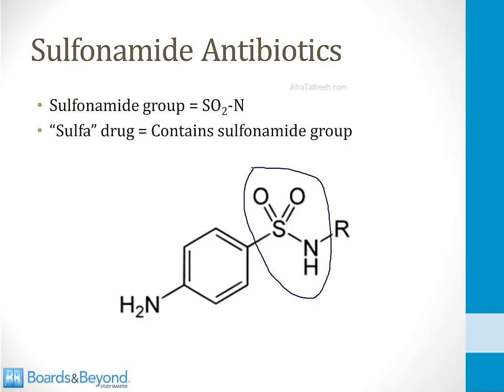And we often say that a certain type of drug is a sulfa drug, and when we say this, we mean it contains a sulfonamide group like this one I've circled on the screen. Sulfonamide antibiotics are sulfa drugs, but as we will see in this video, there are a number of non-antibiotic drugs that also contain a sulfonamide group.